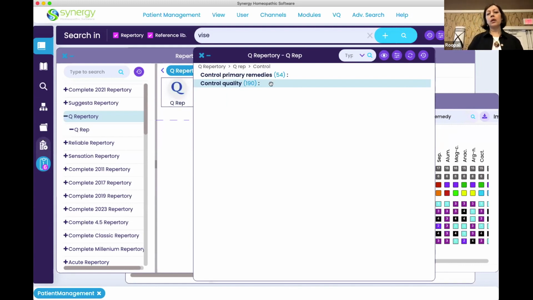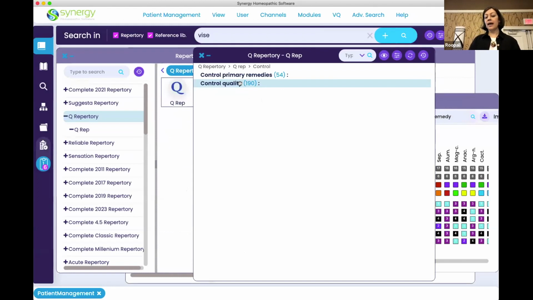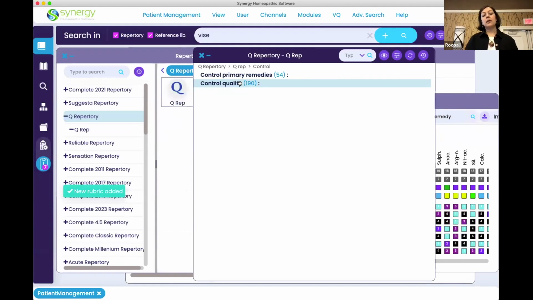But you can read about the qualities and understand what they are. So I did a right click on control quality, and it brings me up into this little menu here, and I say view rubric info. And so here you get the name of the rubric and the meaning of the rubric. So suitable for any patient where control is a theme of the case. This quality represents excessive control of self or others, environment, as well as being controlled by others. And there are several remedies, obviously. So what I'd like to do is to add that. And that also represents her desire to have control and feeling sensitive to the unpredictability of her environment and her body.